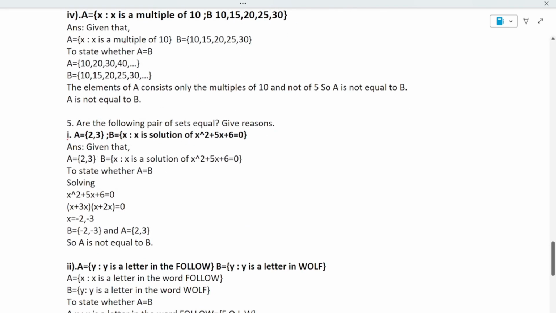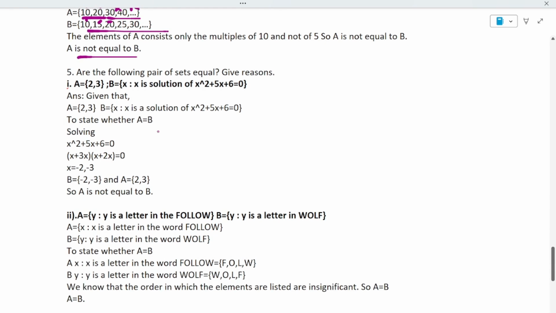Now let's see the fourth question. A is the set of x where x is a multiple of 10, and B is 10, 15, 20. They have mentioned it is a multiple of 10 and they have not mentioned the end. We will take set A as 10, 20, 30, 40 up to infinity. And here they have given 10, 15, 20, 25, 30 and so on. Here 10 is there, 10 is there, 20 is there, 20 is there, 15 is here, 15 is not here. So we say this is not equal. These are the types of question we saw in this exercise.